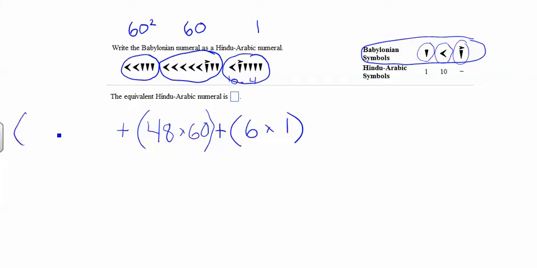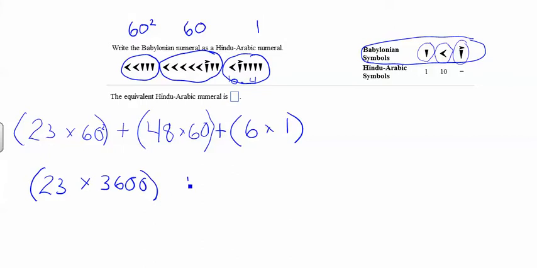And in the 60 squareds place value, how many 60 squareds, or 60 to the second powers, do we have? We have 10, 20, and there's no minus there, so we add then. So it's 23. Now on your calculator, all you would have to do is multiply that out and add it, and you have the Hindu-Arabic numeral. So we have 23 times 3600 plus 48 groups of 60 plus 6 ones, which is just 6.